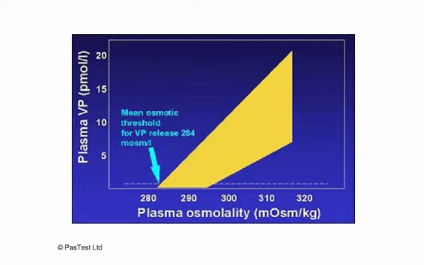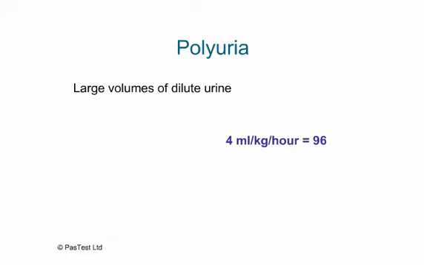How do you define polyuria? It is the passage of large volumes of dilute urine. In practical terms, if a child passes more than 4 mils per kilo per hour, that would signify polyuria. However, please note that in newborn babies and infants in the earlier months, passing 4 to 6 mils per kilo per hour may be within normal limits.